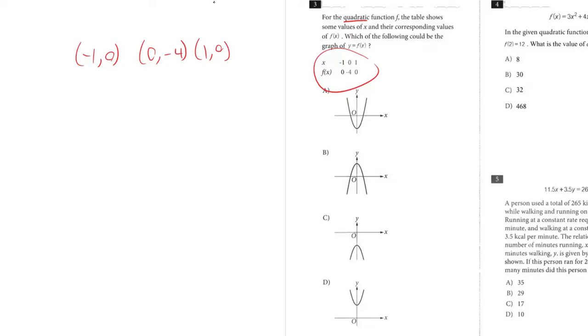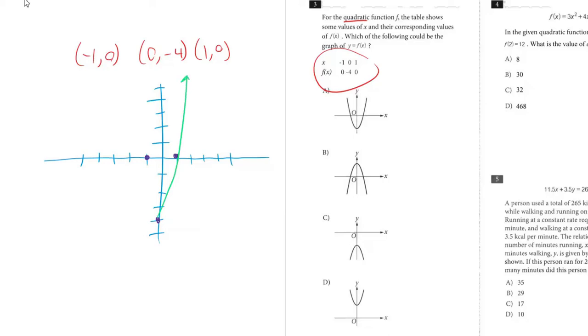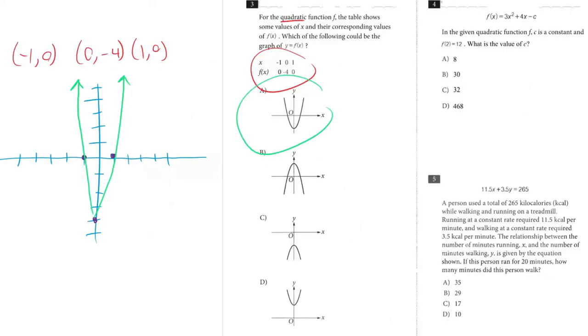So let's just go ahead and create a little informal graph to describe this situation. And we're going to put some points on it, 1, 2, 3, 4, 5 in each direction. And so if I plot the point negative 1, 0, 0, negative 4, and 1, 0, we can already see that it's following the shape of this parabola right here. And the only answer choice that looks remotely like that is A for number 3. So now we can go over to question number 4.